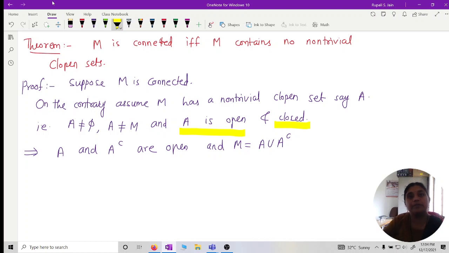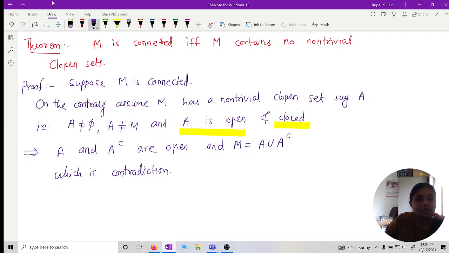Yes, ma'am. What does it give? It is a separation. It forms a separation, which means M is disconnected, which is a contradiction. Therefore, there must not exist a non-trivial Clopen set.